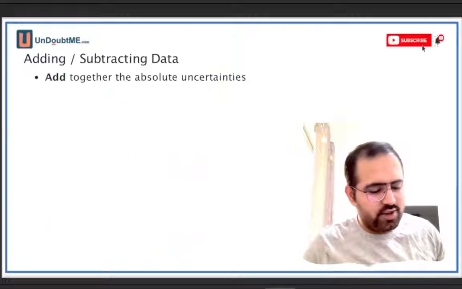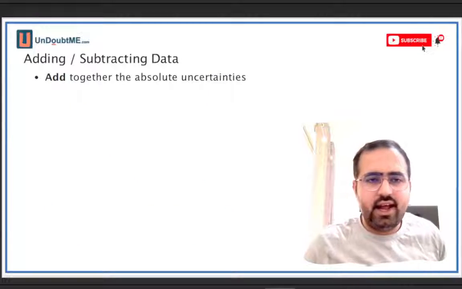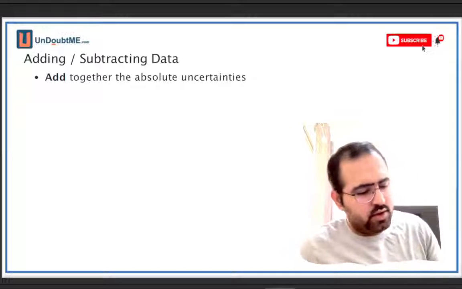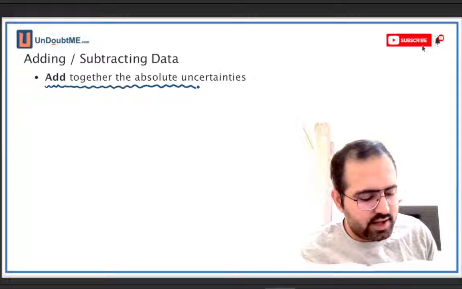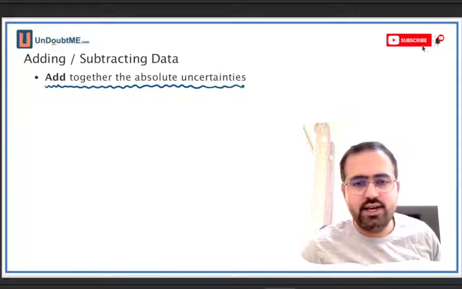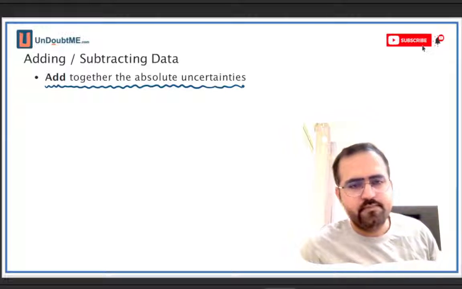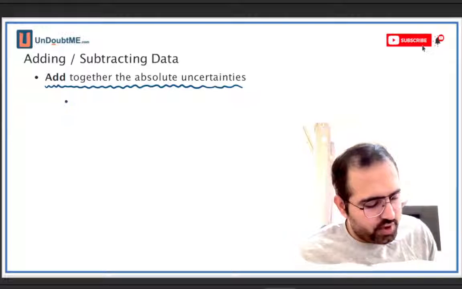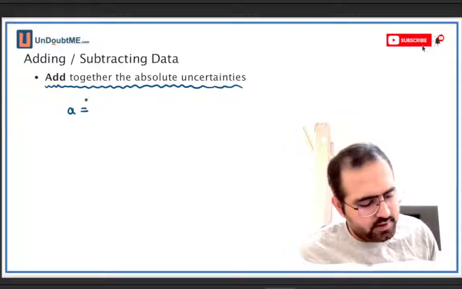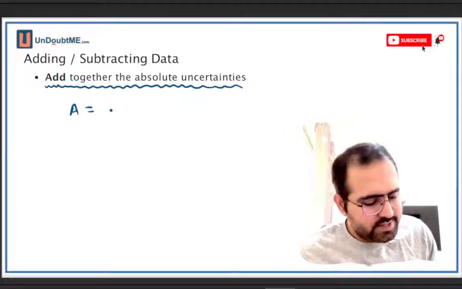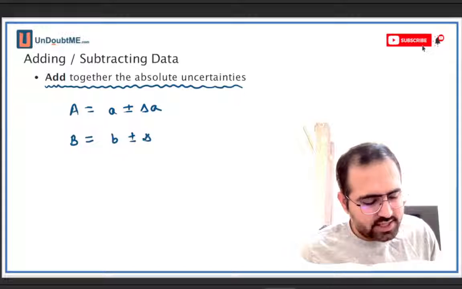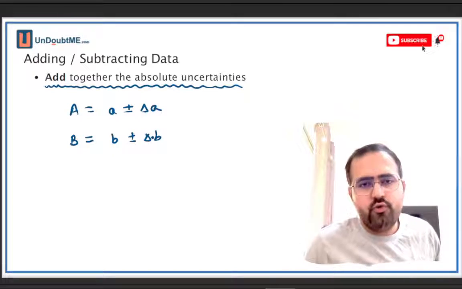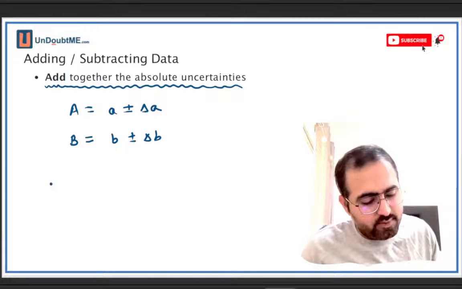So first we are going to discuss uncertainty in adding and subtracting data. The bottom line for that is that you have to add together the absolute uncertainties. Now what is the meaning of that? We'll understand that with the help of one example. Let's say I have one quantity A, which is equal to A plus minus delta A. Another quantity is B, which is equal to B plus minus delta B. I want to find the uncertainty in A plus B.